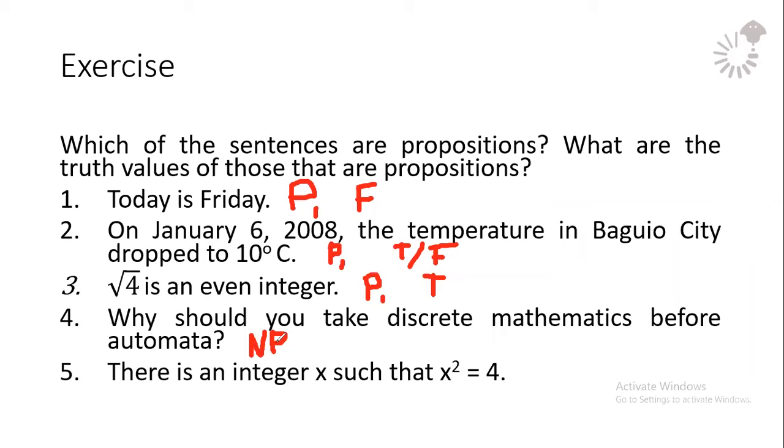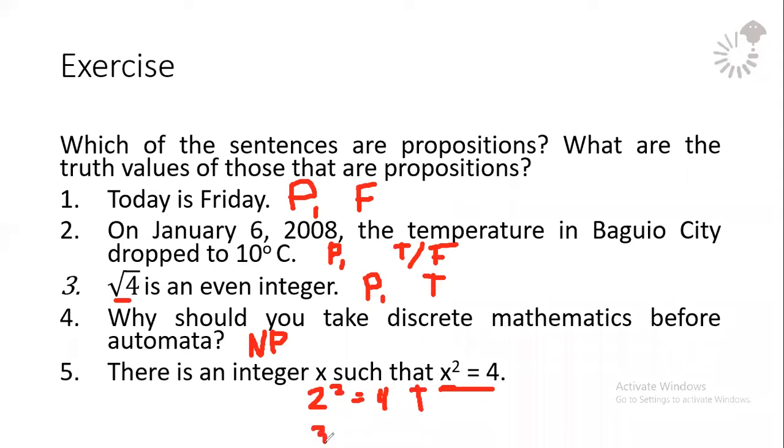X is equivalent to 4. Okay, for this equation, this part makes it tricky for the statement. Kung proposition ba to o hindi. Ito kasi pag in-execute natin, this is equivalent to 2. Itong x square, we can assign x with 2. 2 raised to 2 is equivalent to 4, which makes the statement true.